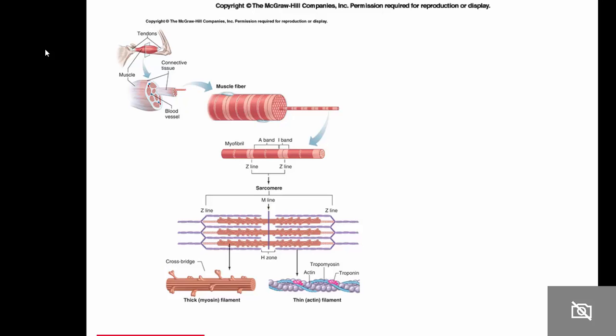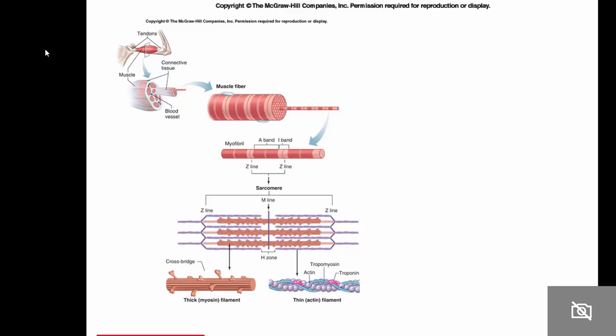Then, on the ends, you have these Z lines, and they look like this in a Z formation. So, one sarcomere is between two Z lines. Z line to Z line, that's one sarcomere with an M line in the middle. Are you with me so far?